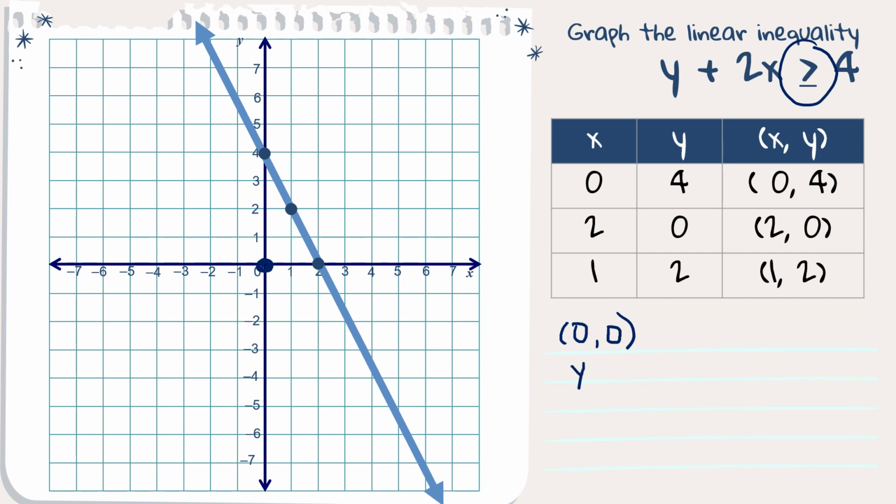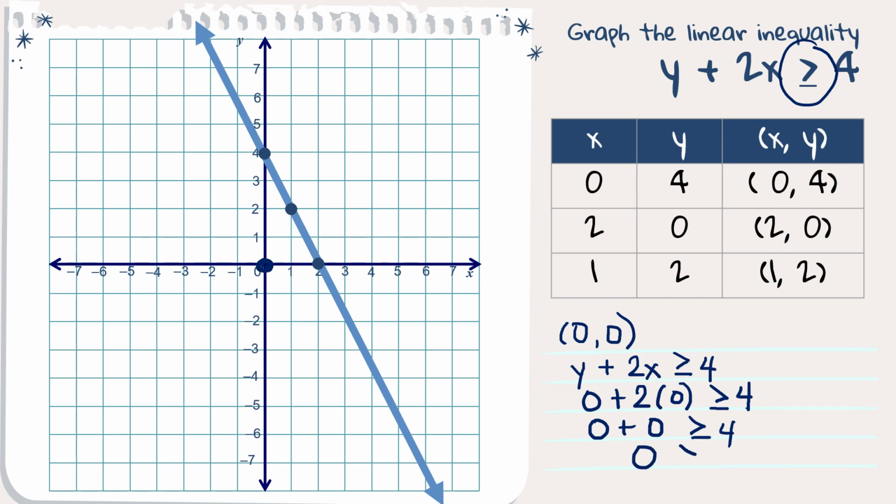So we have the linear inequality y plus 2x is greater than or equal to 4. So we have 0 plus 2 times 0 is greater than or equal to 4. Yes, 2 times 0 is 0, correct. What is 0 plus 0? Yes, 0. Is 0 greater than or equal to 4? Is the statement true or false? Correct. The statement is false.